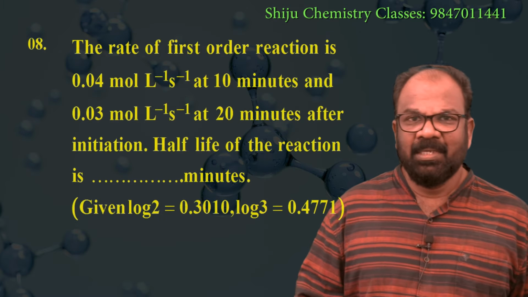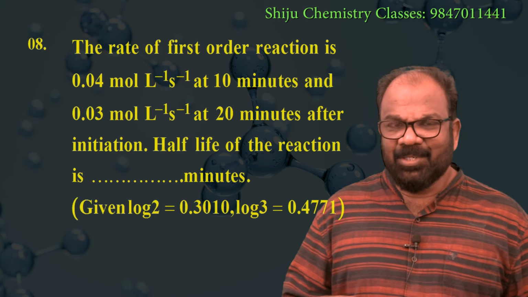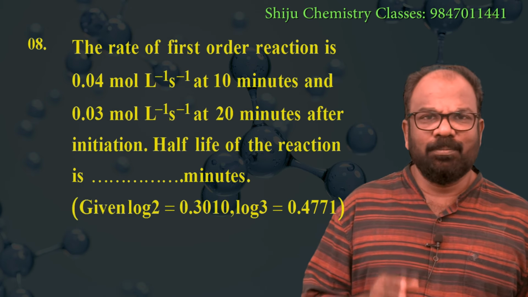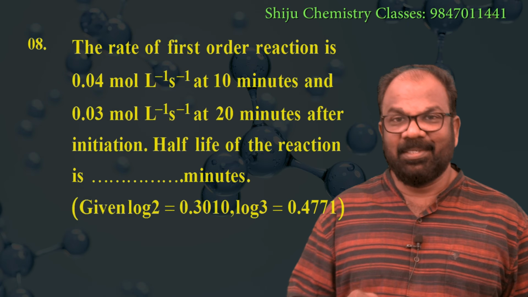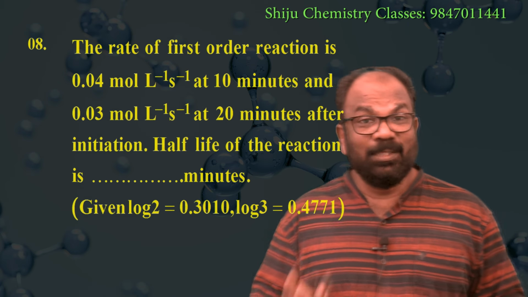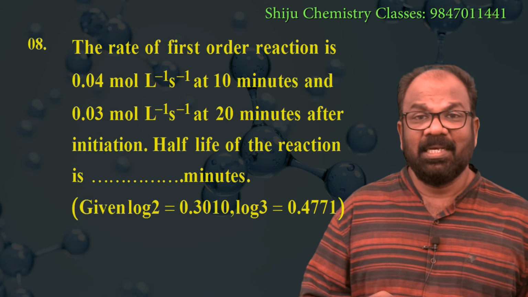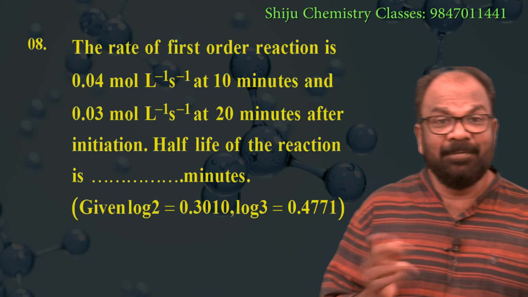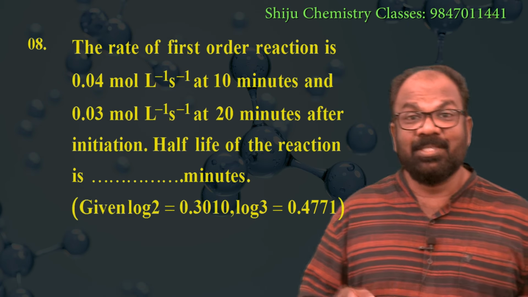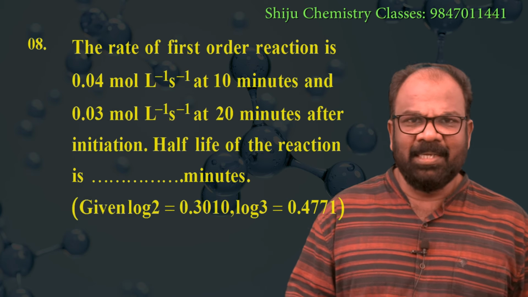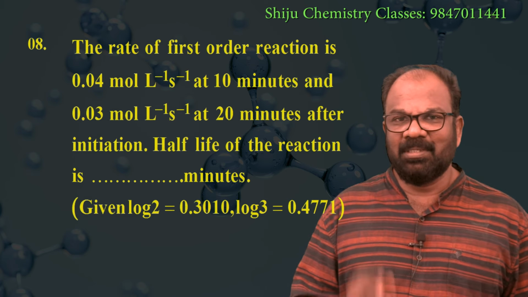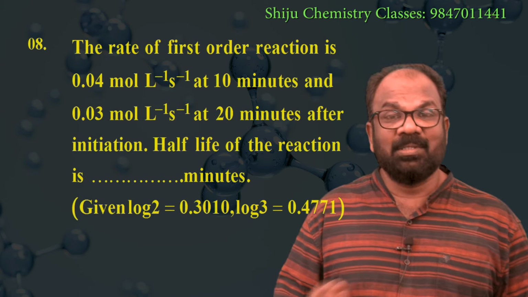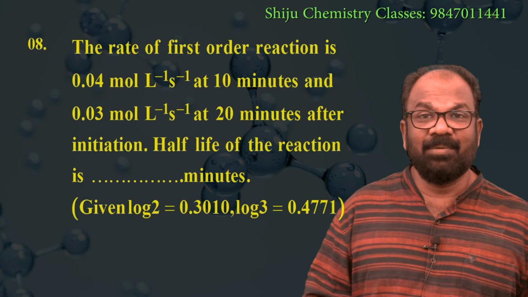Question number 8. The rate of a first order reaction is 0.04 moles per liter per second at 10 minutes and 0.03 moles per liter per second at 20 minutes after initiation. The half-life of the reaction is dash minutes. Given that log 2 is equal to 0.3010 and log 3 is equal to 0.4771.